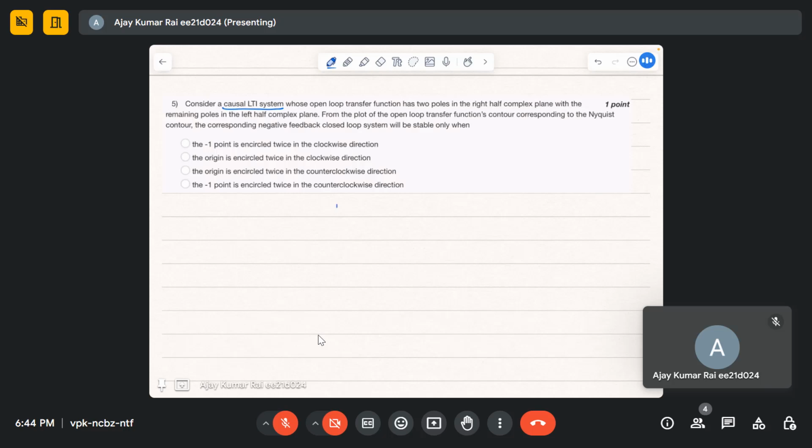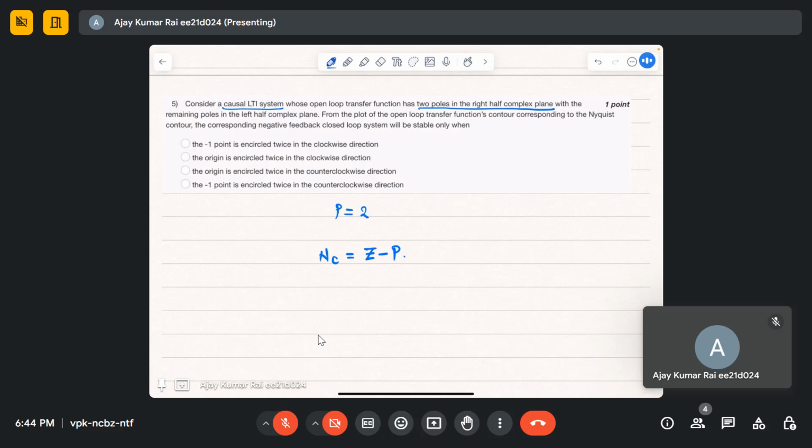So straight away we know P is equal to 2, right? Because it has two poles in the right half complex plane. From the plot of the open loop transfer function's contour corresponding to the Nyquist contour, the corresponding negative feedback closed loop system will be stable only when... so we have to find out. You know NC is equal to Z minus P.